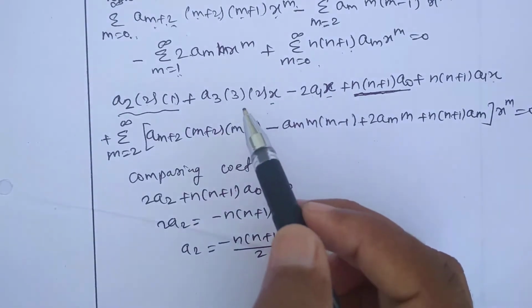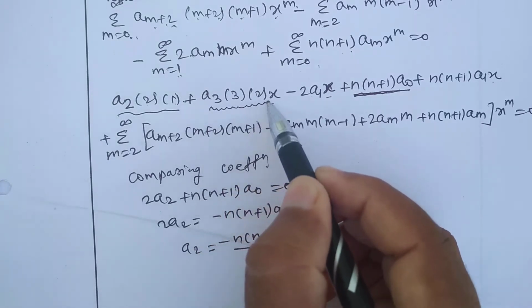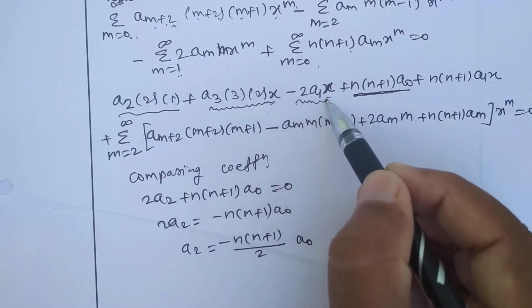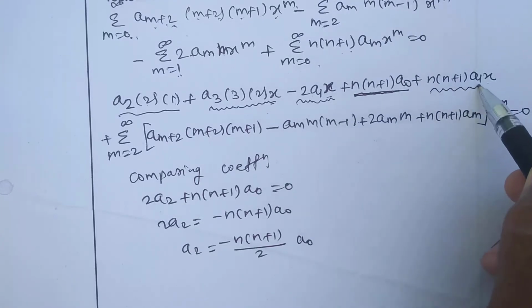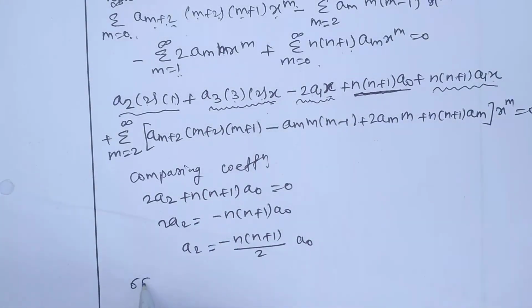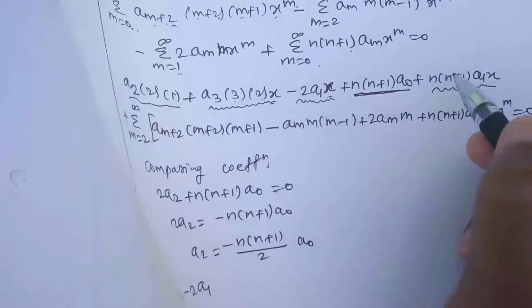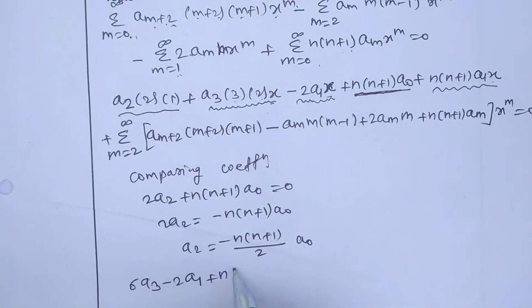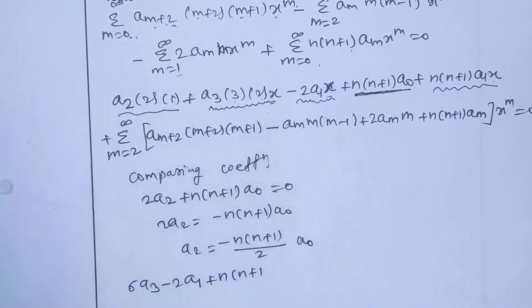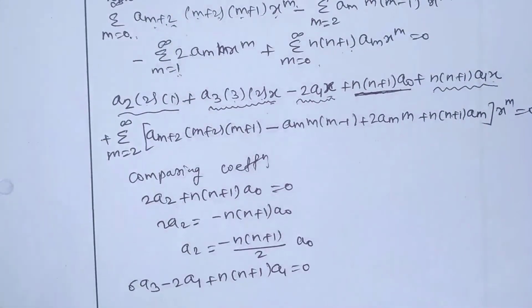Now similarly equate the coefficient of x. So this is a term having coefficient x, this is also a term having x, and this is also a term having x. There are 3 terms. So equate the coefficients. What you will get? This term gives 3 into 2, 6 a3. This term gives minus 2a1, and this term gives n into n plus 1 a1 is equal to 0.